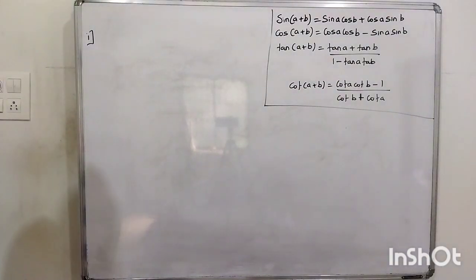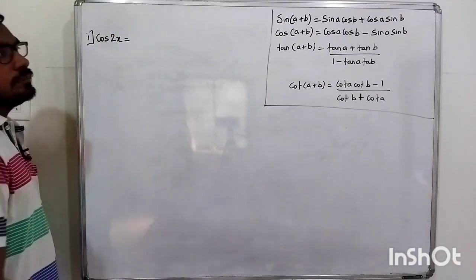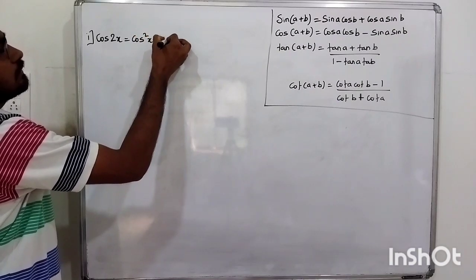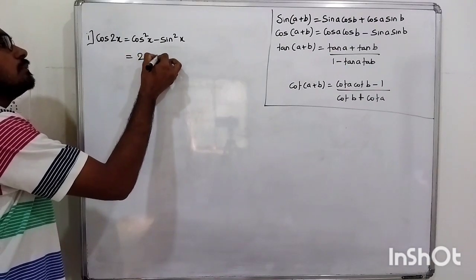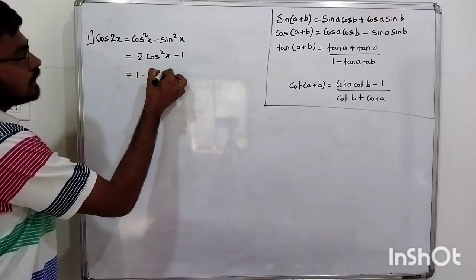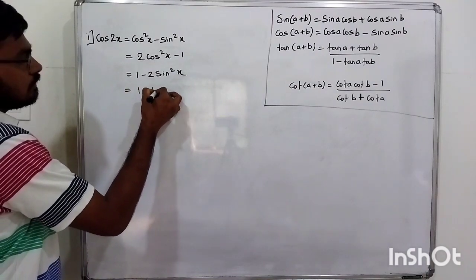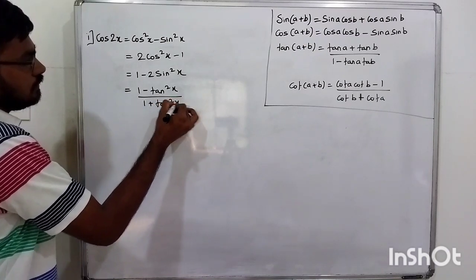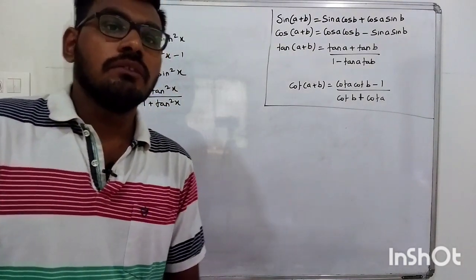So first formula in this is like this: cos 2x is equal to cos square x minus sin square x, which we can simplify and write as 2 cos square x minus 1. Again, this also we can simplify and write as 1 minus 2 sin square x. Again, this also we can simplify and write as 1 minus tan square x upon 1 plus tan square x. So cos 2x has 4 formulas like this. One by one we will derive this.